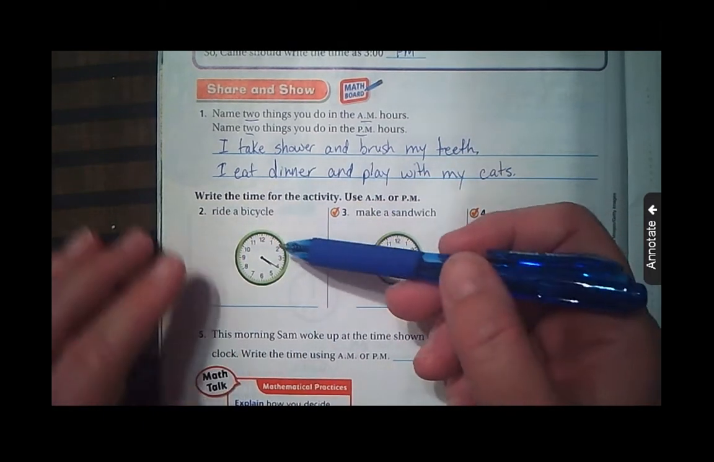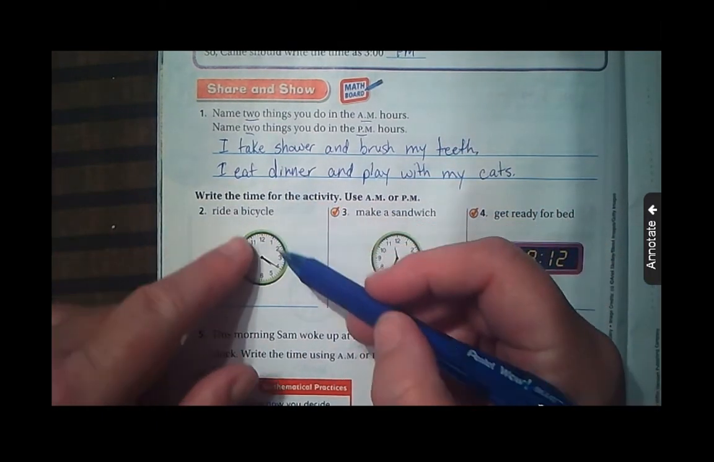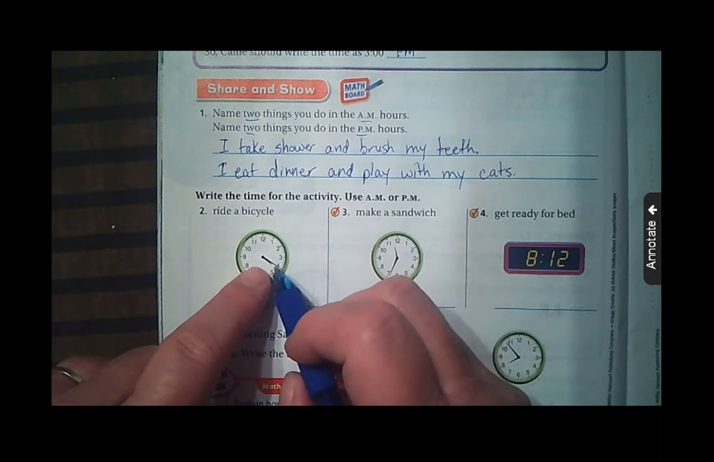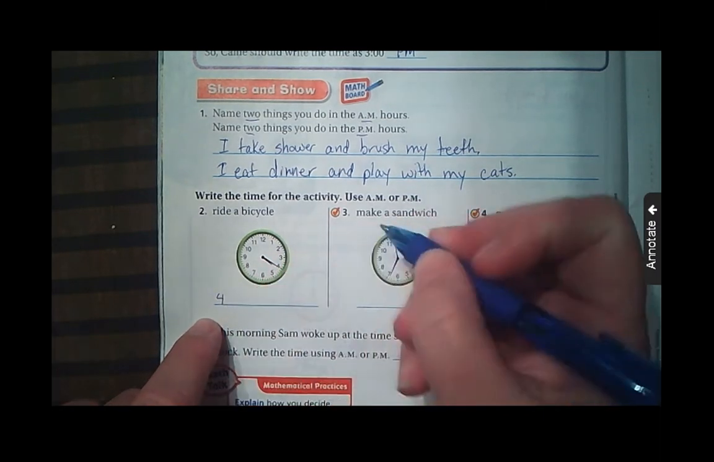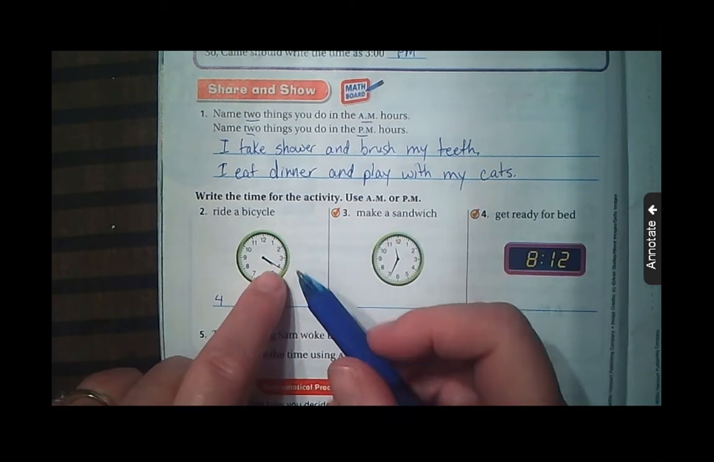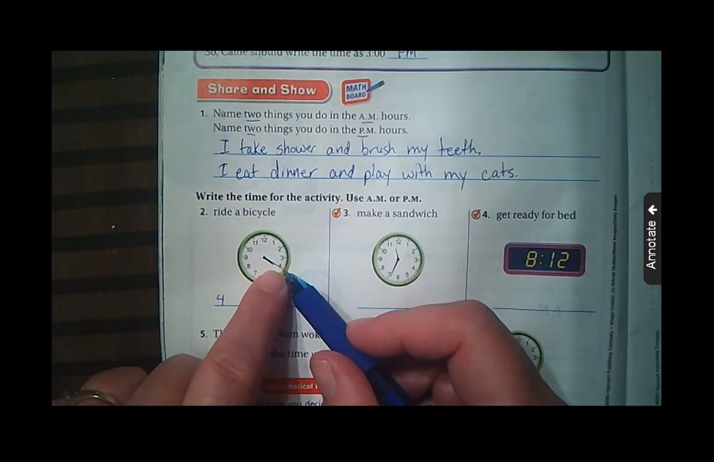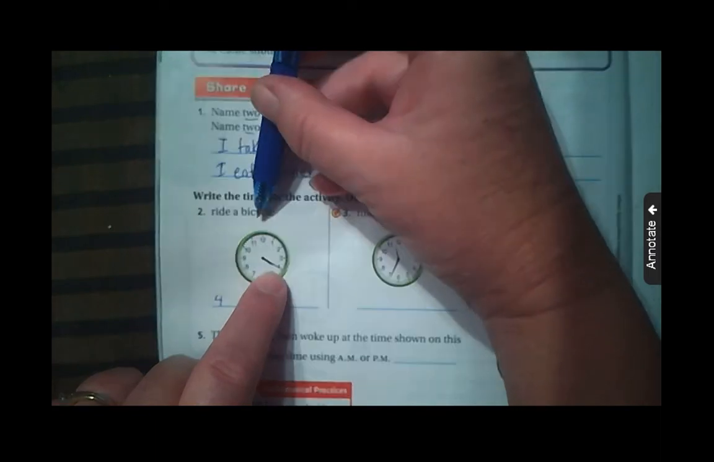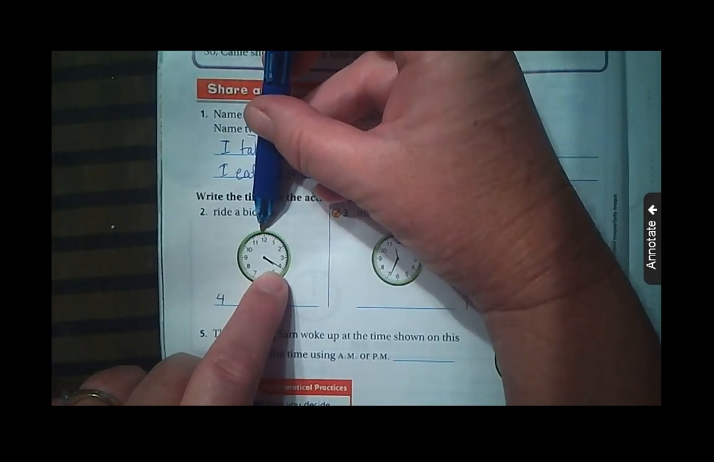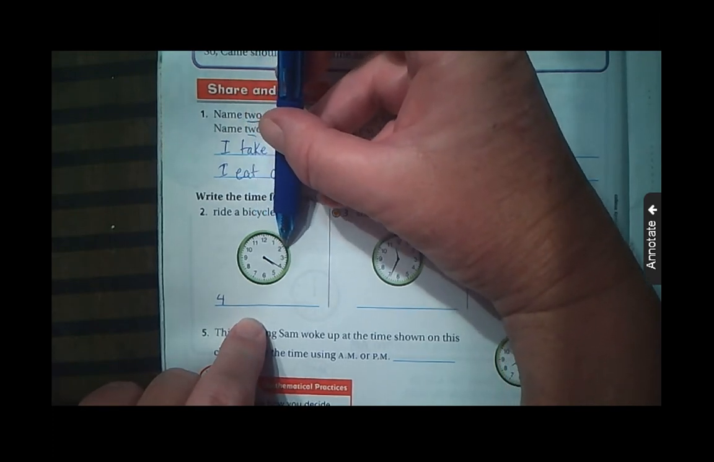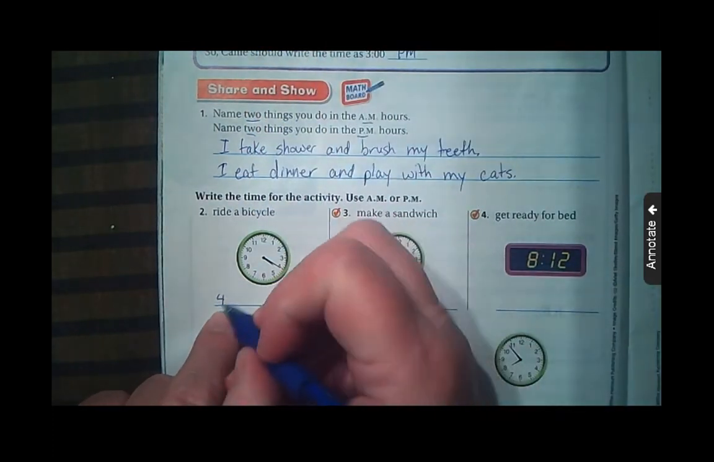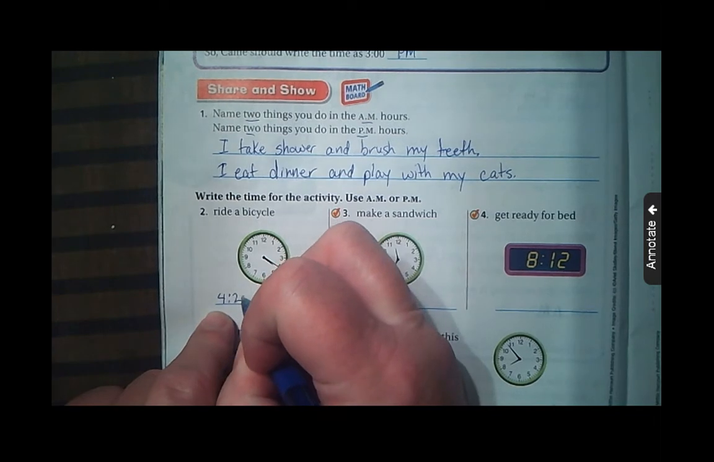So first they want you to take a look at the time, right? So I'm going to look at this clock here. I know that the hour hand is going to be between 4 and 5. I'm going to write 4. Okay. I'm going to look at the minute hand. It is at the 4 as well. So I'm going to go up here to the 12. Remember that 12 is 0, and I'm going to move and count by 5s. Ready? 5, 10, 15, 20. So I got 4:20.